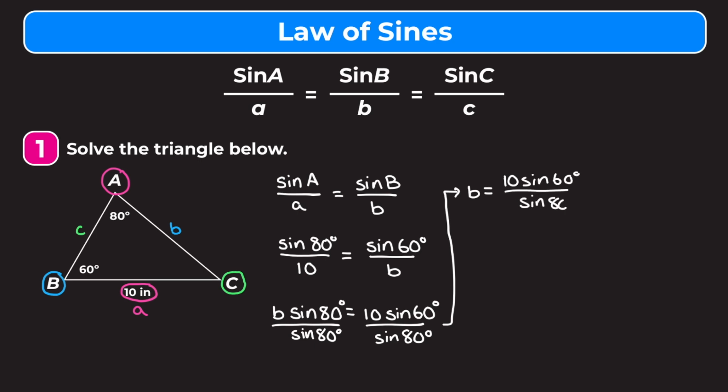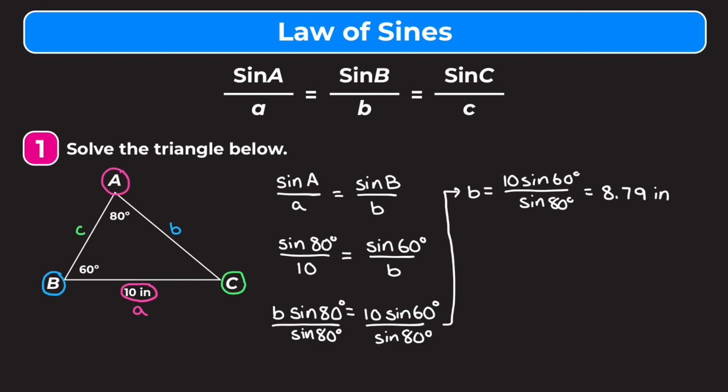Now we're just going to put that in our calculators, and make sure that your calculators are in degree mode instead of radian mode when you're putting this in, or else your answer is going to be off. We should get that little b is equal to roughly 8.79 inches. You want to mentally check that that makes sense. Because angle B is smaller than angle A, we know that side b should be less than side a, which it is. So at least we know that part of our answer is correct.